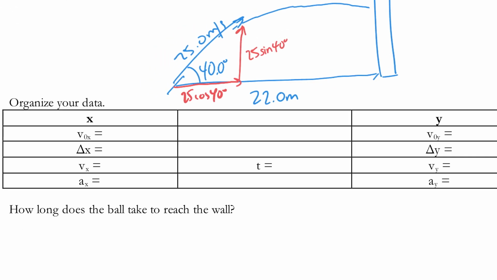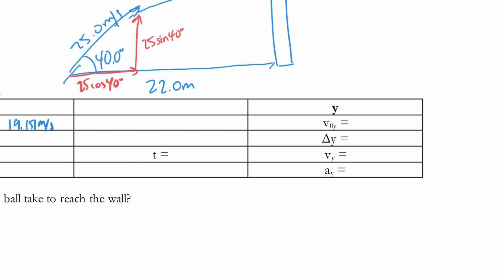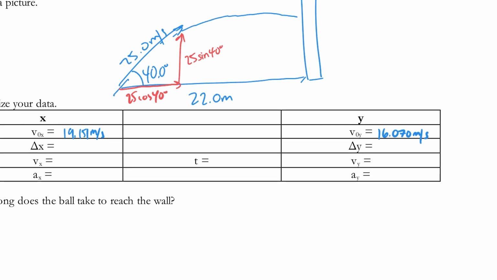So 25 cosine of 40 is going to be 19.151 meters per second. And v naught in the y, 25 sine of 40, is going to be 16.070 meters per second. Okay, I'm going to assume it's probably going to ask us for this, the delta y right here. There's no way to know for sure, but it seems highly likely. I'll just go ahead and label it.